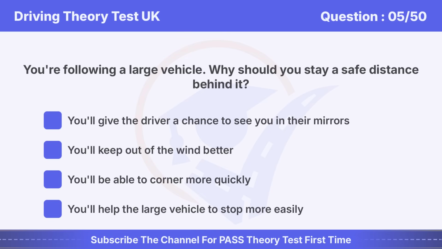Question 5. You're following a large vehicle. Why should you stay a safe distance behind it? Answer is A. You'll give the driver a chance to see you in their mirrors.